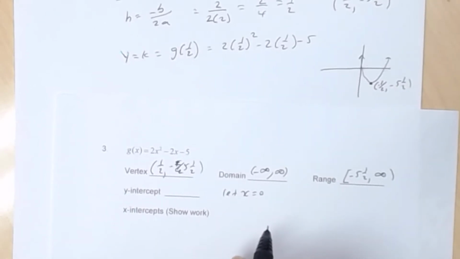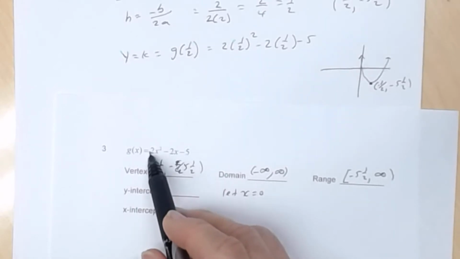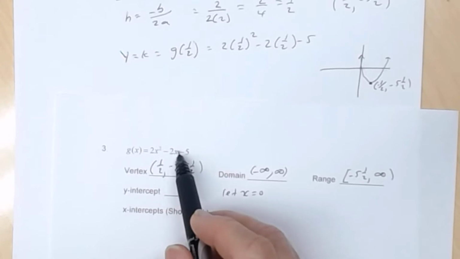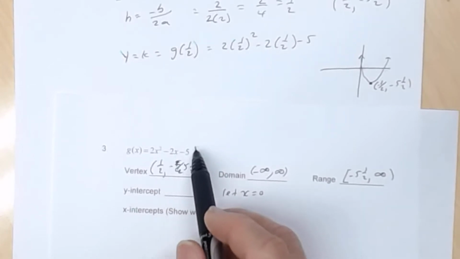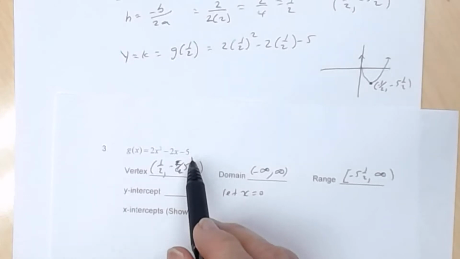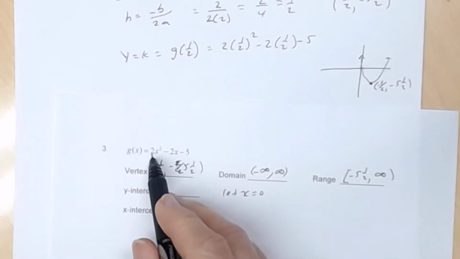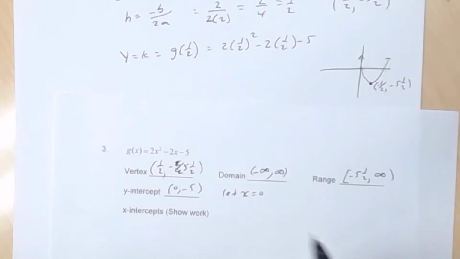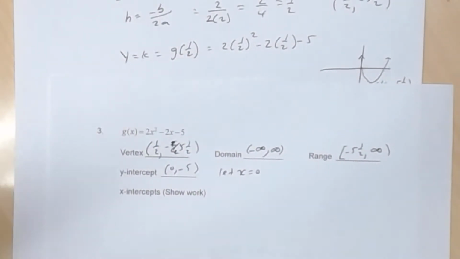But the point being, and we've talked about this before, if x is 0, that means that this term is 0 because 0 squared is 0. This term is 0 because negative 2 times 0 is 0, and you're left with your constant. So the y-intercept is always your constant if it's in standard form. All right, so I'm going to have 0, negative 5. There's your y-intercept.